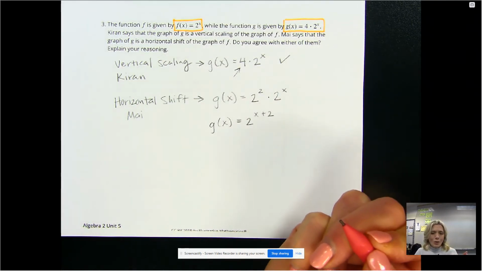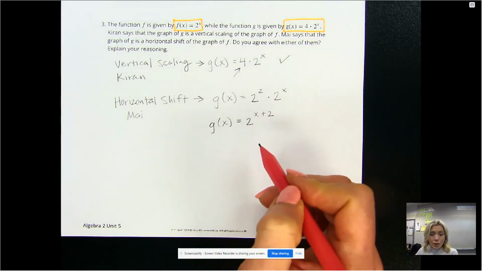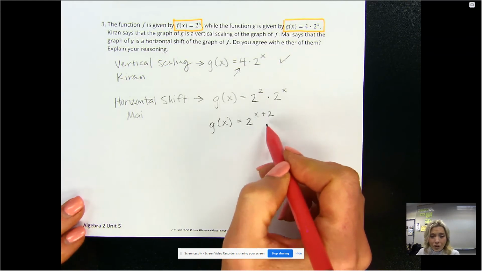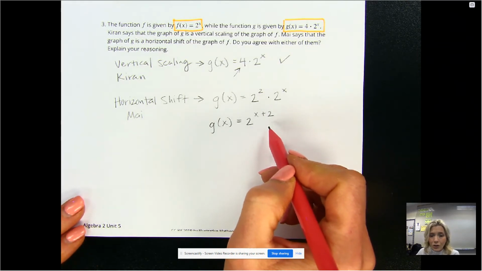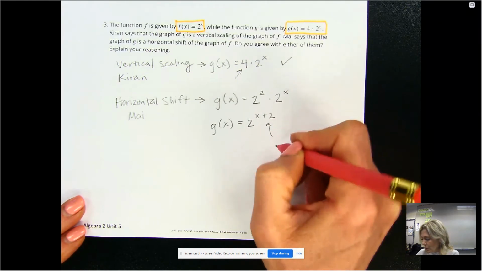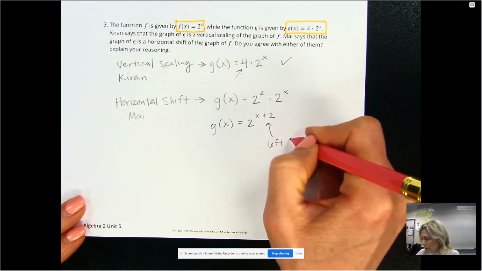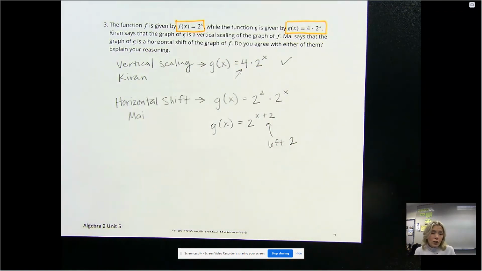So if we do some work to the equation, they're totally equivalent, and this actually does have a horizontal shift to the left 2 places. Okay, so I actually agree with both.